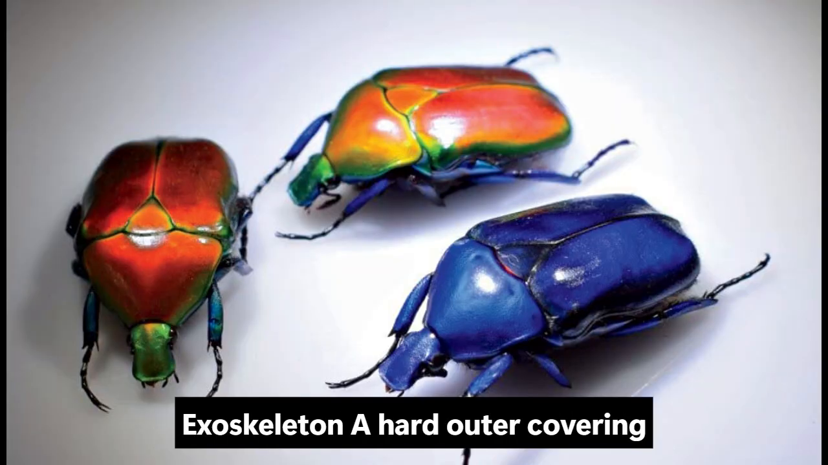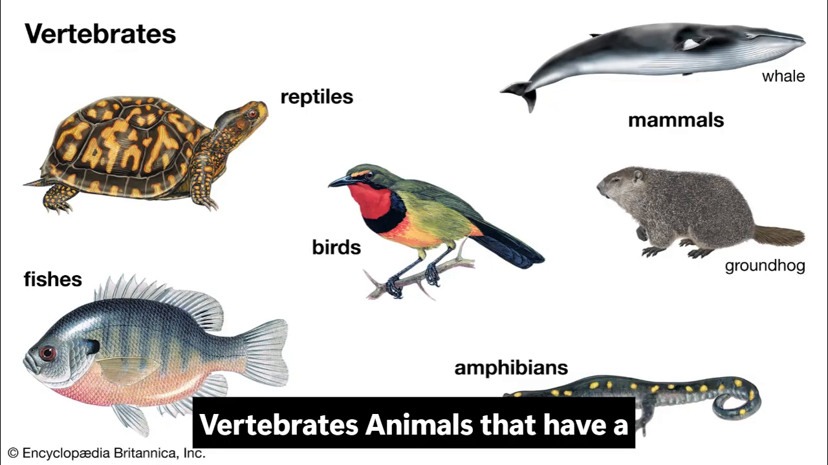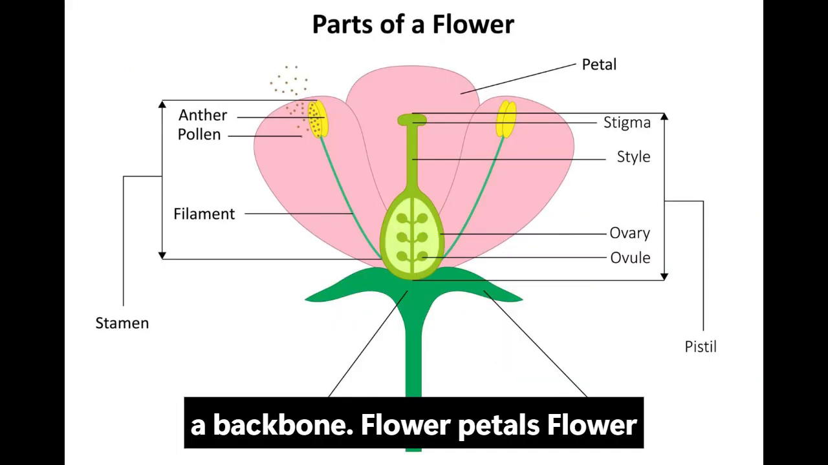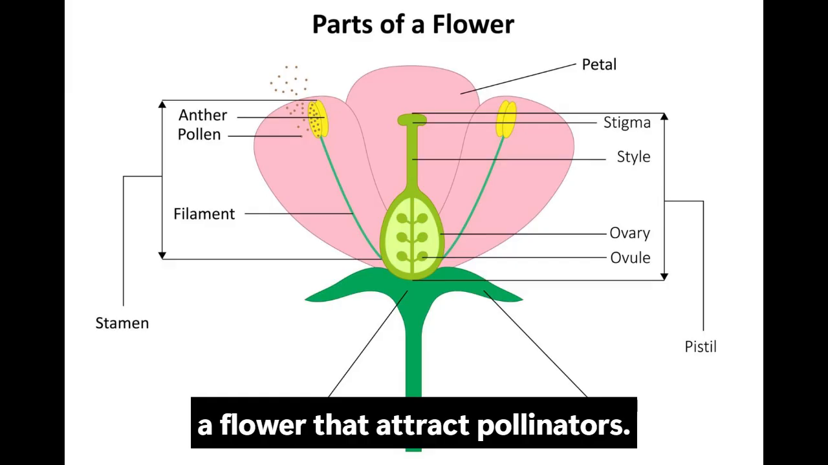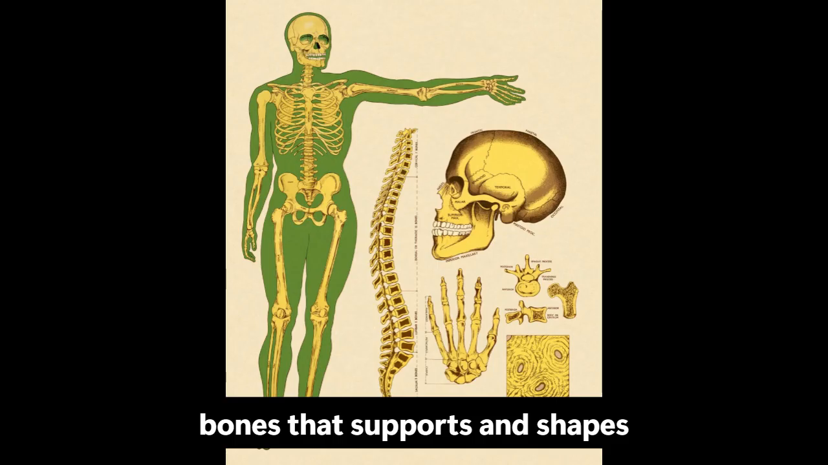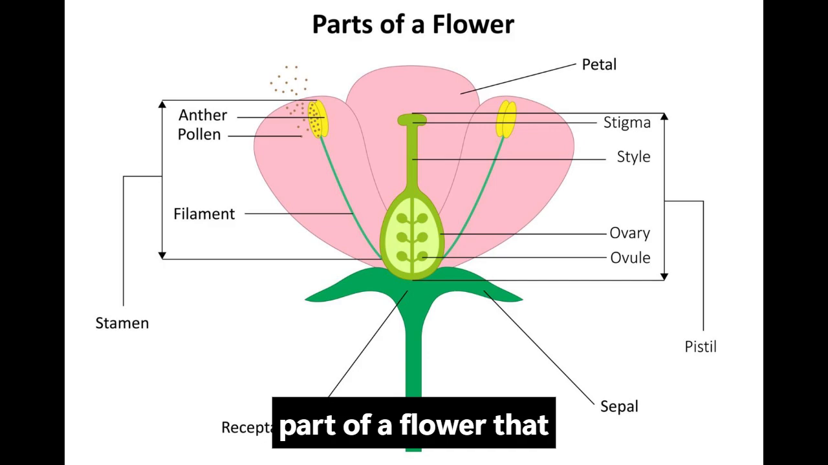Exoskeleton: a hard outer covering on the outside of the body that protects it. Vertebrates: animals that have a backbone. Invertebrates: animals that do not have a backbone. Flower petals: the colorful parts of a flower that attract pollinators. Skeleton: the framework of bones that supports and shapes the body. Ovule: the part of a flower that becomes a seed after fertilization.